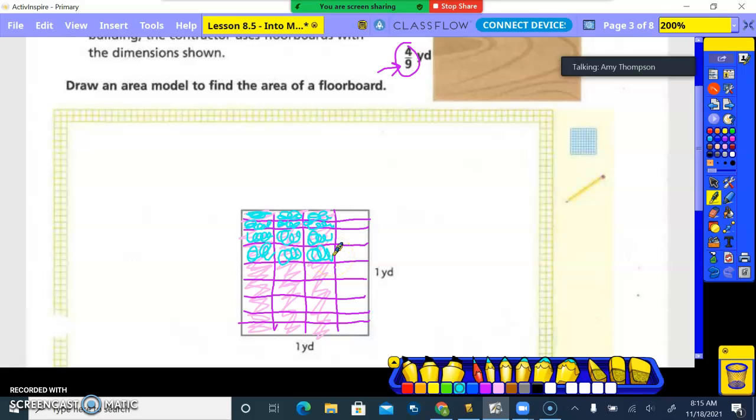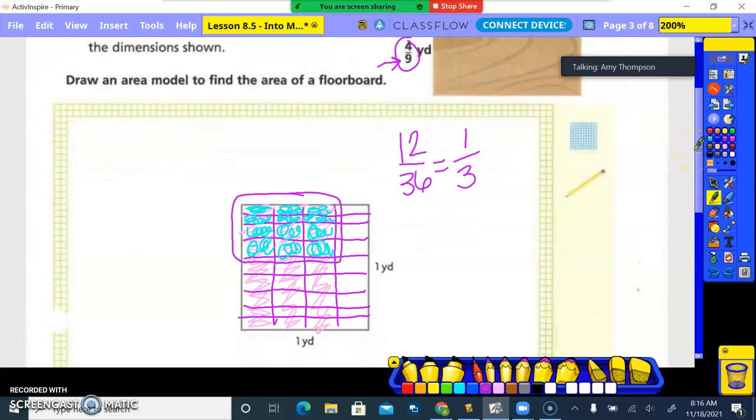Okay, so how many total boxes do I have, guys? So this was 4 columns and this was 9 rows. So how many totals? 36, right? Now, how many total boxes did I double color? 12, right? Because there's 3 here and there's 4, or 3 across and 4 down. So 12, right? So what is that simplified? 1/3.